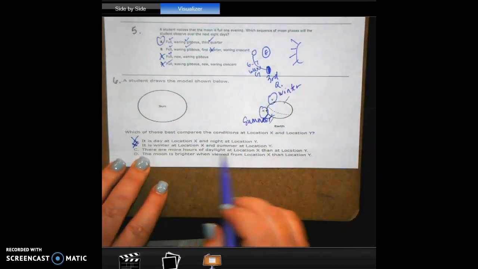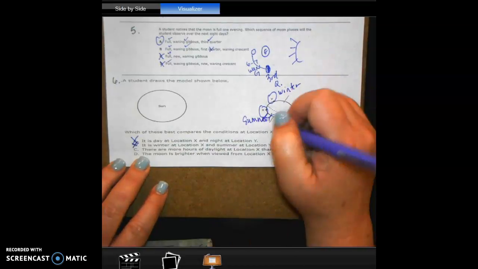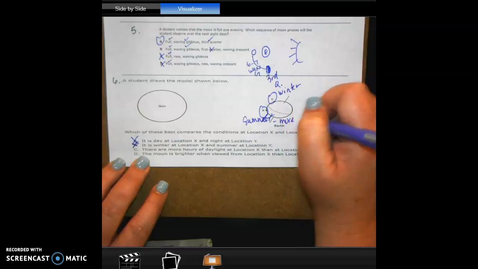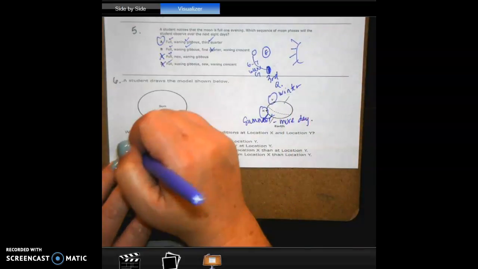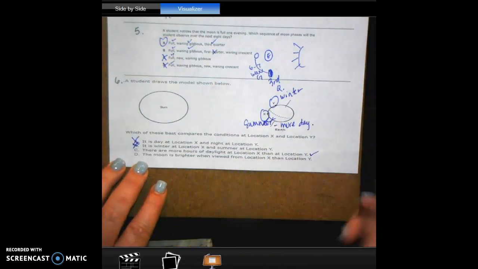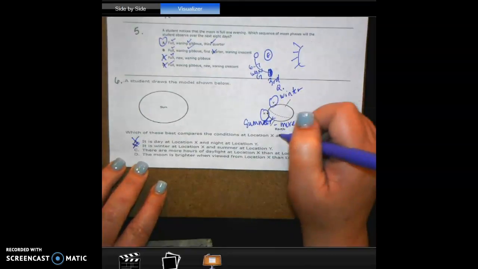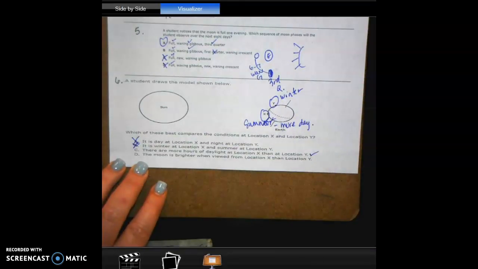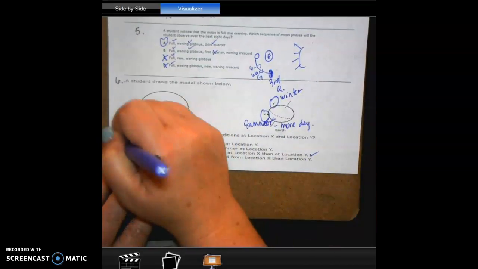There are more daylight hours at X than Y. Well, X is tilted toward the sun and it's in summer, so it would have more daylight hours than the Y position. So I really like C, but let's check D. The moon is brighter when viewed from location X and Y. The moon looks the same no matter where you are on Earth because it has to do with where the moon is and its trip around the Earth, not where you are located on Earth. So C is going to be our best answer.